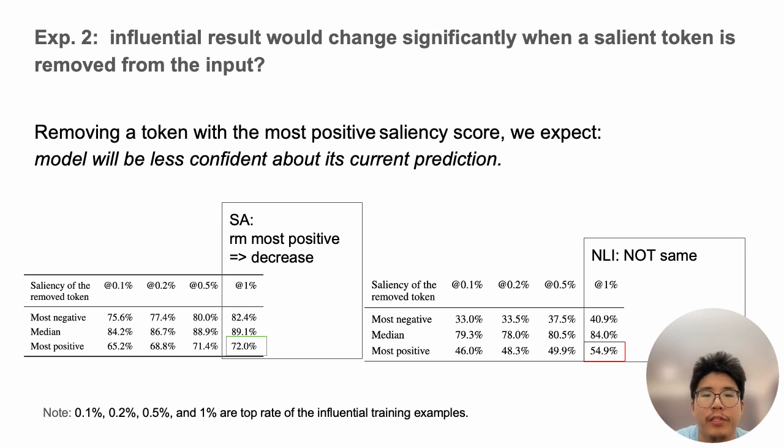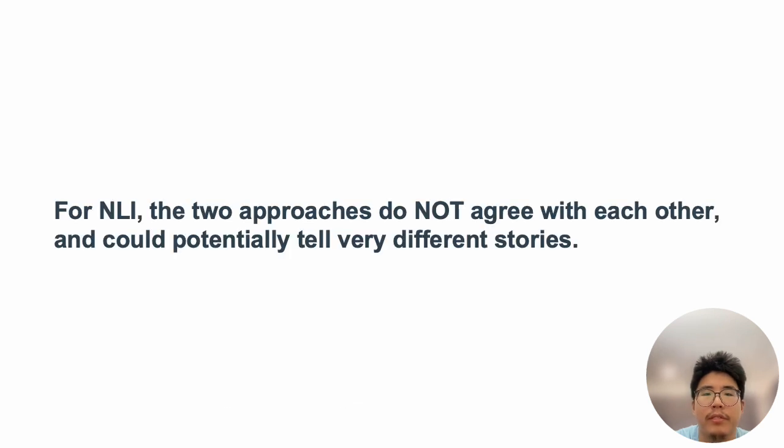about its current prediction. Similarly, they found that for the sentiment analysis task, when removing the tokens with the most positive saliency scores in the top influential training examples, there is the largest decrease in the model's confidence. However, it's not the same for the NLI task, where it even increases the model's confidence when removing the salient token with positive saliency scores. So the key conclusion is, for the NLI task, the two approaches do not agree with each other and could potentially tell very different stories.